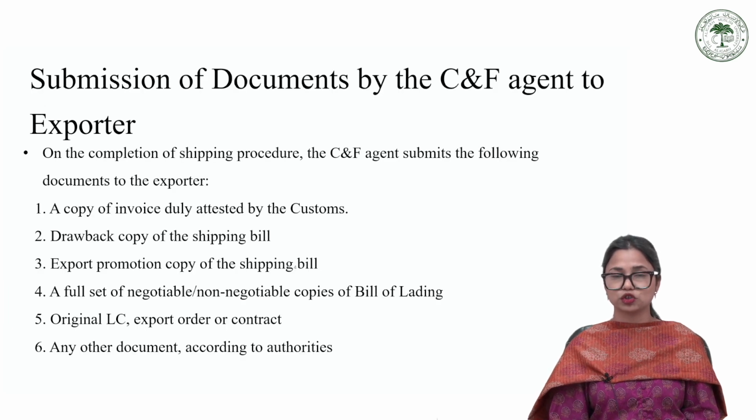The first step in post-shipment documentation is submission of a list of documents by the clearing and forwarding agent to the exporter. What are these documents that the clearing and forwarding agent must submit? The first is a copy of the invoice duly attested by the customs. Then the drawback copy of the shipping bill, which is provided by the shipping company, and the export promotion copy of the shipping bill. A full set of negotiable or non-negotiable copies of the bill of lading. The original letter of credit, export order or contract, or any other document that a particular importer or importing country demands according to their policies and schemes.